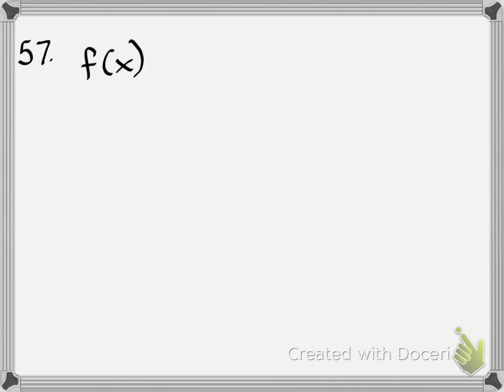F of x equals cosecant 2x. Well, that function has some issues. So if you would like to use your calculator for it, remember it's the reciprocal of sine. So you can do 1 over the sine of 2x. So you should be able to graph it that way. And we know cosecant has discontinuities. We know it has asymptotes.